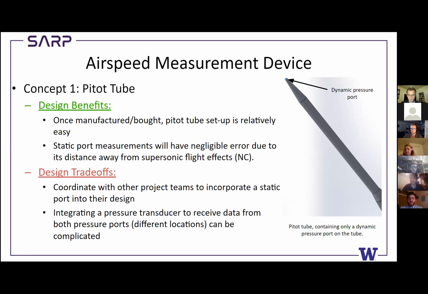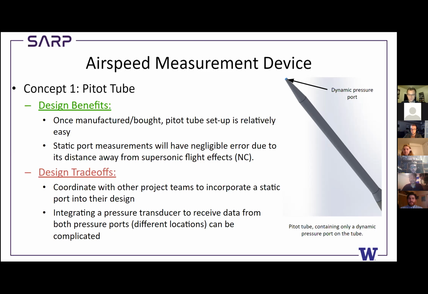All right, so we have 2 main concepts for the AMD. The first one is just a pitot tube. On the figure on the right, you can see that there is a dynamic pressure port. Just like the title says, it records dynamic pressure. A static pressure port is also included, but not on the pitot tube itself. It will be located on a different part of the rocket, such as the airframe. The design benefit from this is that once we get this manufactured or bought, the pitot tube setup is relatively easy.